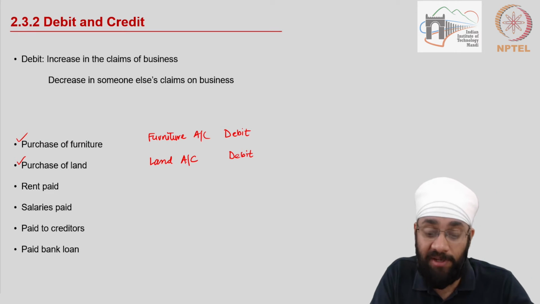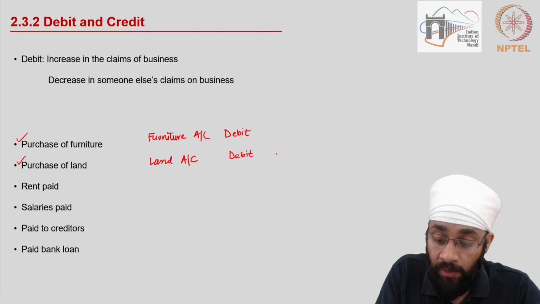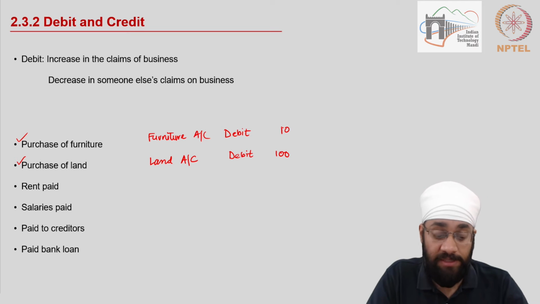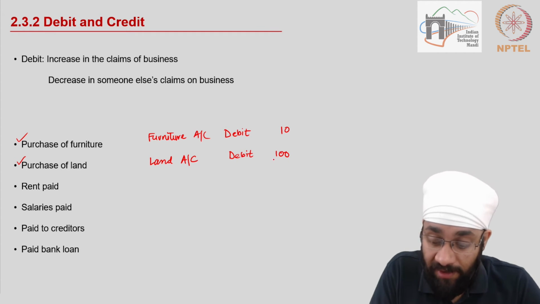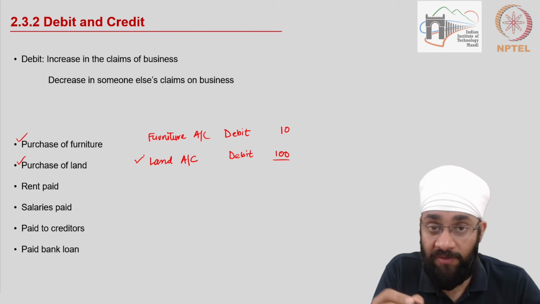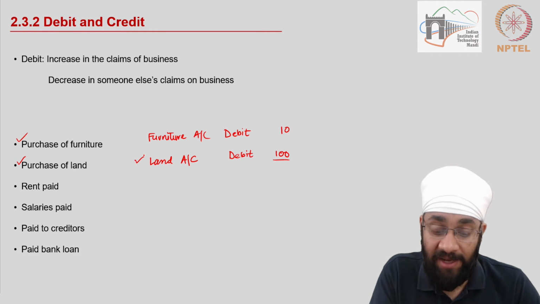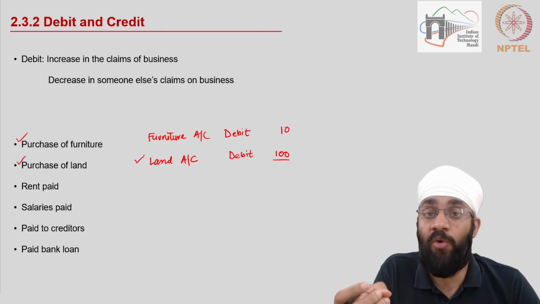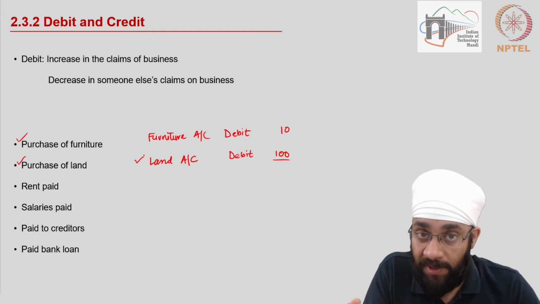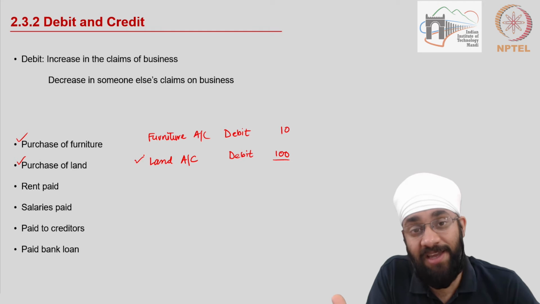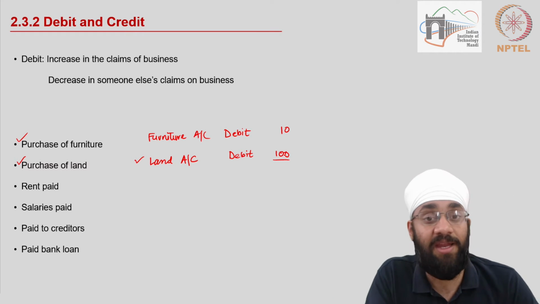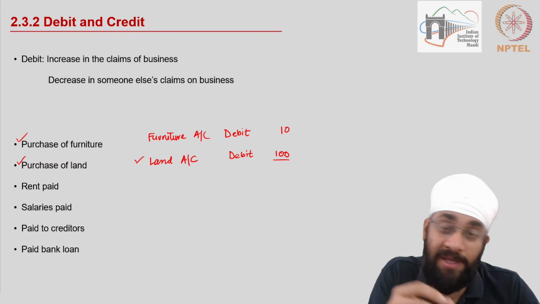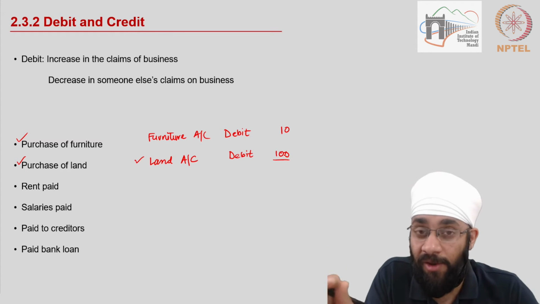You're going to write debit against it, and you're going to say, well, the value of land is 100. The value of furniture was 10, for example. So the value of the claim is 100 in case of purchase of land. When business purchases land, business's rights over the land go up, and there is a value which is assigned to this claim, to this right as well, which is equal to the value of the land, or the value which is paid by the business to whosoever earlier owned this land.